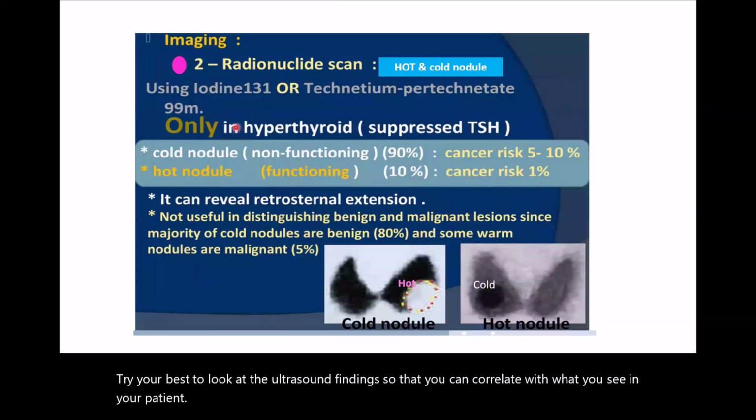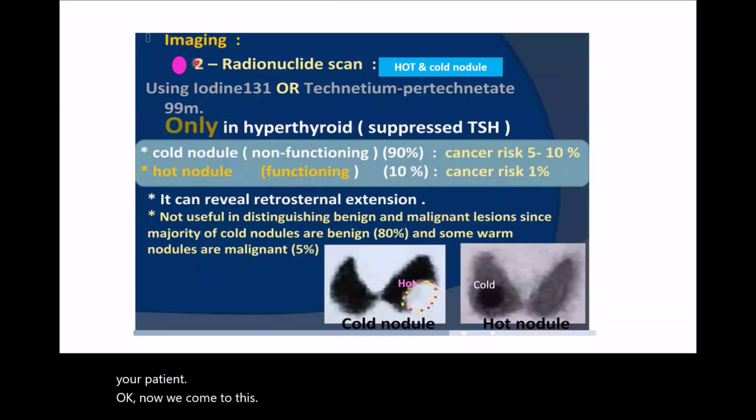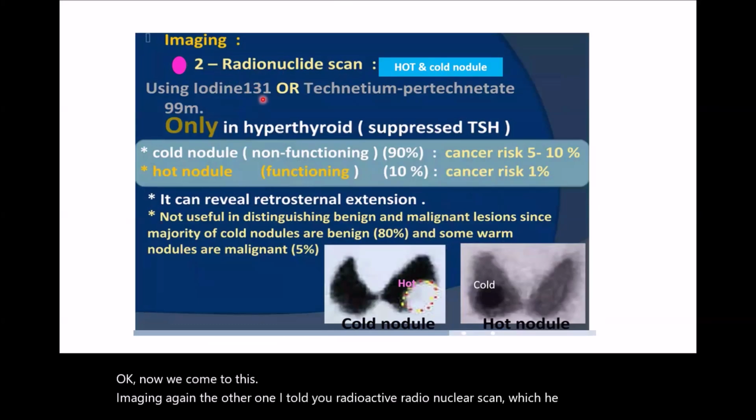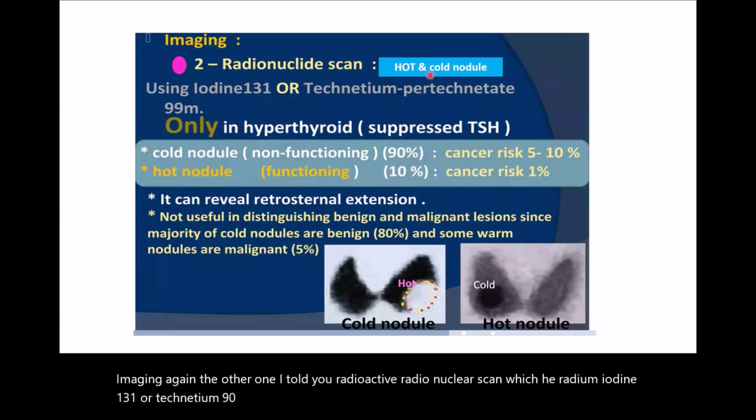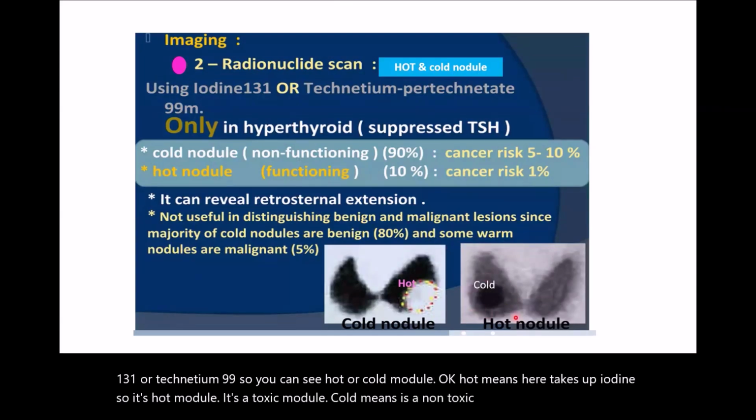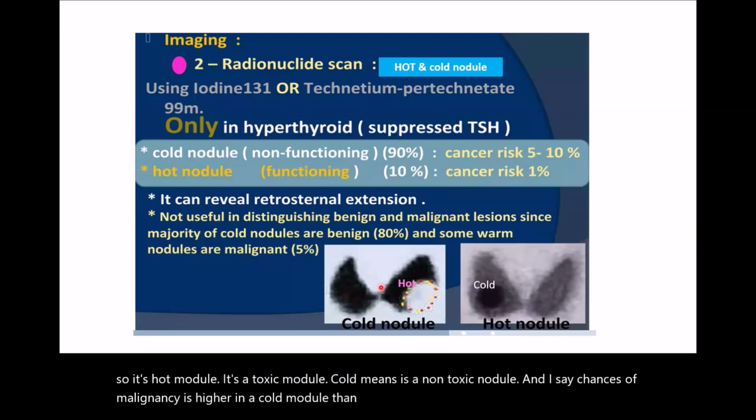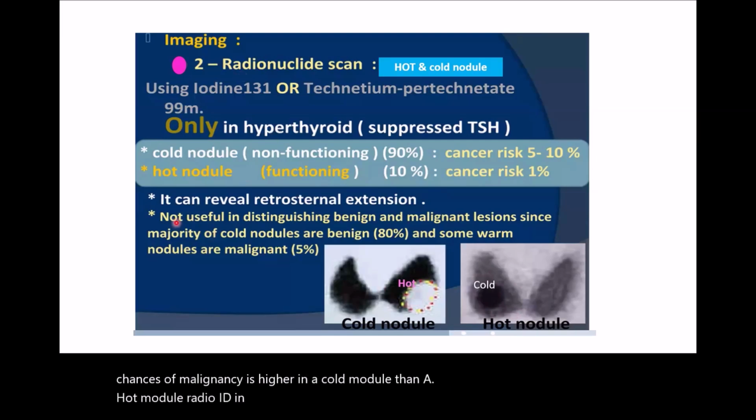Okay, now we come to imaging again. The other one I told you, the radionuclide scan, with radioiodine 131 or technetium 99. So you can see a hot or cold nodule. Hot means it takes up iodine, so it's a hot nodule, a toxic nodule. Cold means it's a non-toxic nodule. And I say the chance of malignancy is higher in a cold nodule than in a hot nodule. Radioiodine can also show you whether there's any retrosternal extension of the lesion into the thorax.